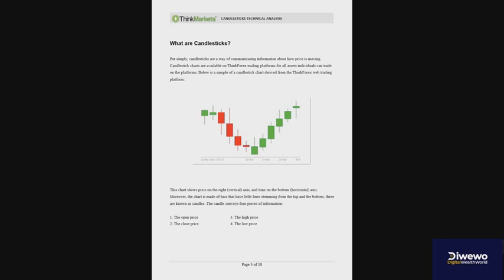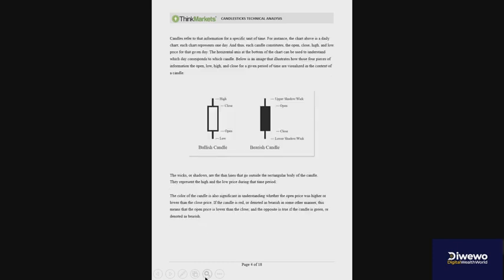Candlesticks are just a way of representing human minds. We have line charts and bar charts, and candlesticks, which are different from these, but I'm not going into that, so let's move on. In a candlestick, we have what we call the open price, the high price, the close price, and the low price. Now let's move on to the next page.